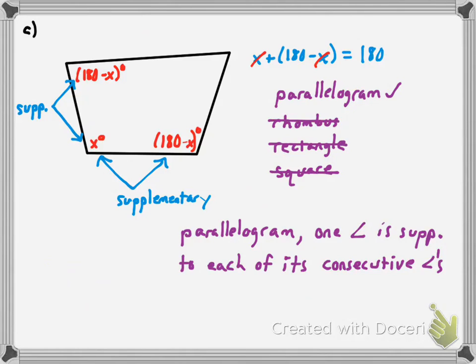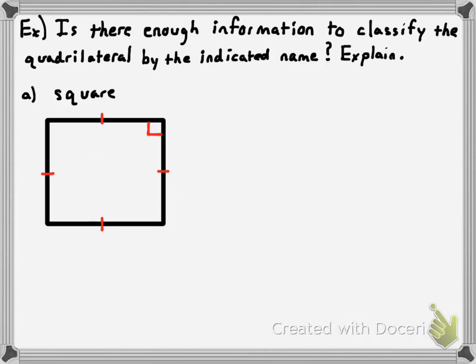Great. Follow along. I want to give you two more related problems with slightly different directions, and then we'll be done. Here I'm asking, is there enough information to classify the quadrilateral by the indicated name? So here, do we have enough information in the diagram, enough evidence to support the fact that this is a square rather than just a rhombus or a rectangle or a parallelogram, for instance? All right, well, let's think about what is being presented to us here.